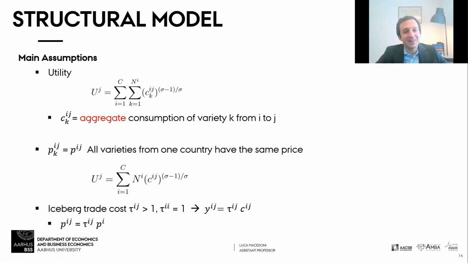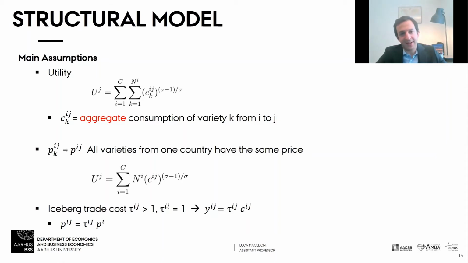And so here the utility in a country J equals the summation across all origins I, across all of the varieties that they produce, indexed by K, of your consumption of a good K, variety K, from I to J, to the power of sigma minus 1 over sigma, like always. So C_KIJ is the consumption of variety K from I to J. Okay, we're just making it so we have one consumer in each country.